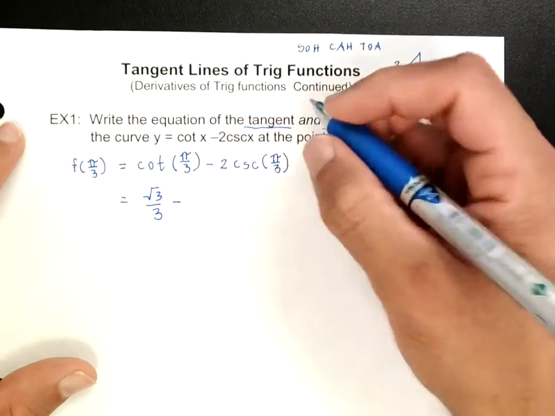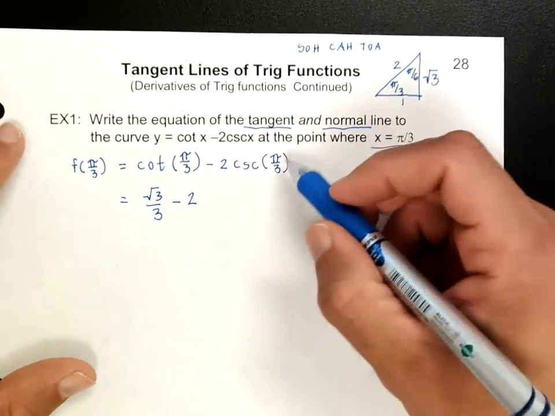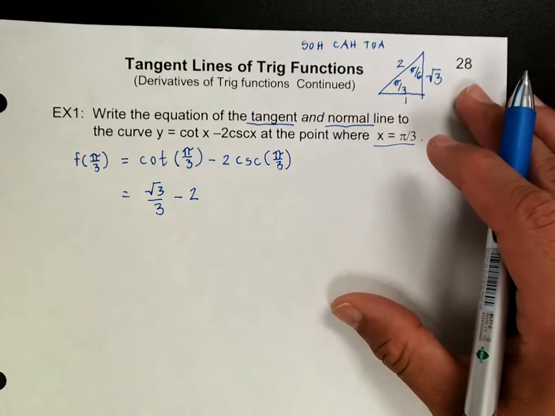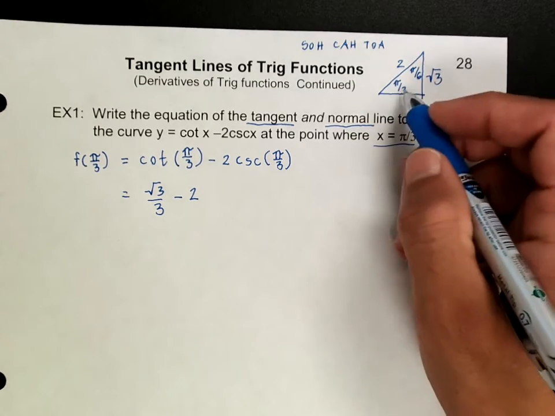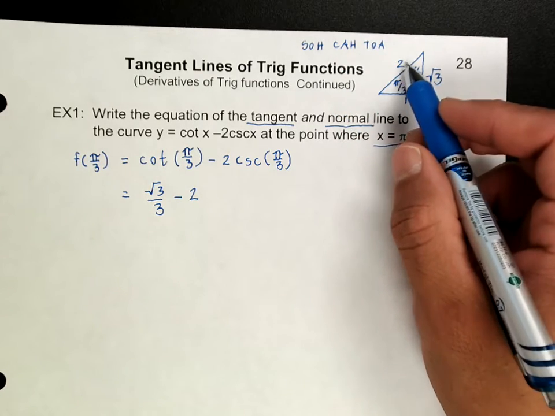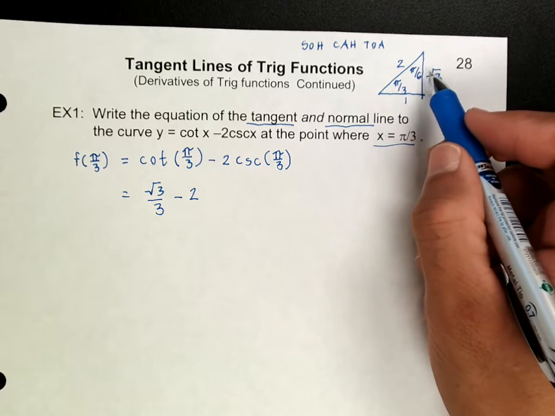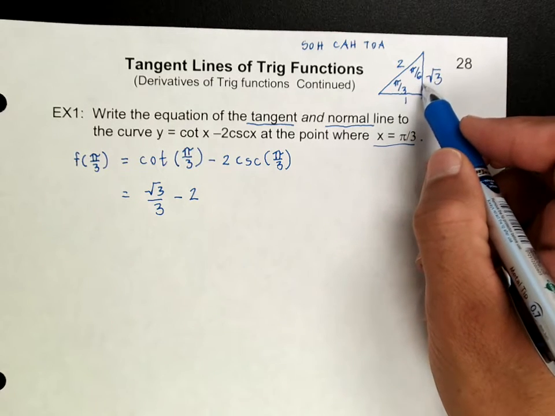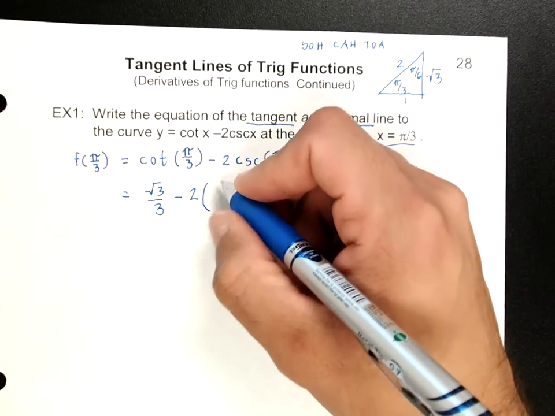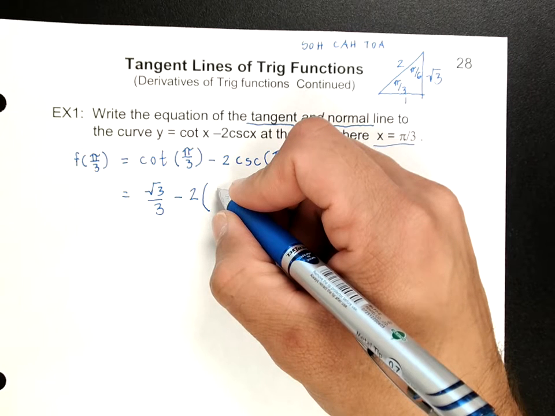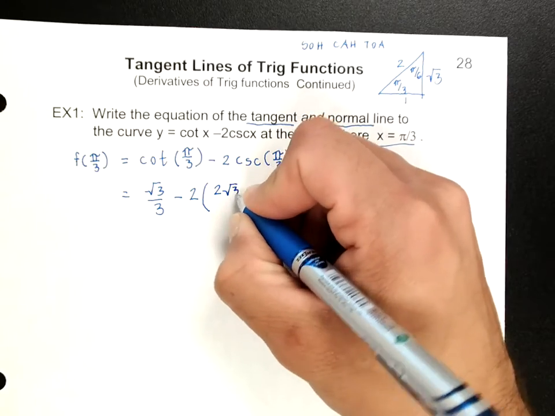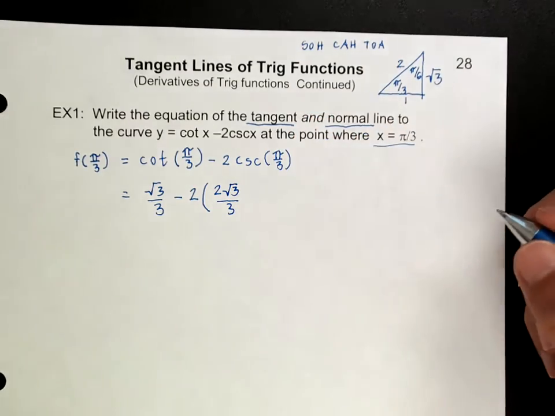And on the next one I would have minus 2 cosecant of pi over 3. Remember, the cosecant is 1 over sine basically. So sine is normally opposite over hypotenuse, but now I'm going to have hypotenuse over opposite. So I have 2 over the square root of 3, and if I simplify that, I would get 2 square root of 3 over 3. Yeah, that's what I would have.